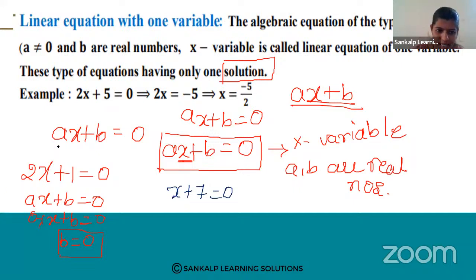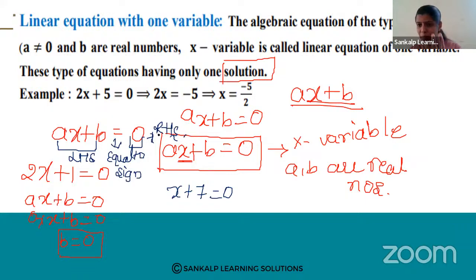That is, one is the LHS part, left hand side, and this is the equal to sign. Okay. And next, this is the RHS part. That means an equation has three parts: one is the LHS part, one is the equal to sign, and another one is the RHS part. So, this much we know. Then what do you mean by solution?